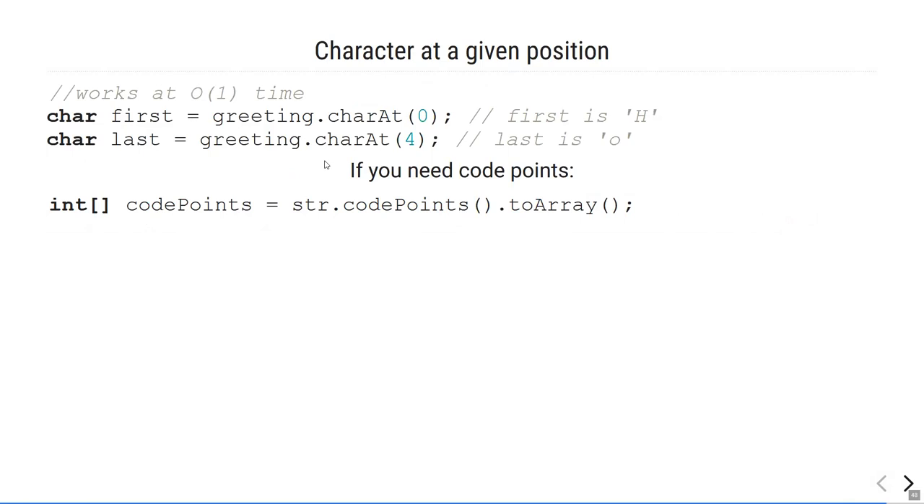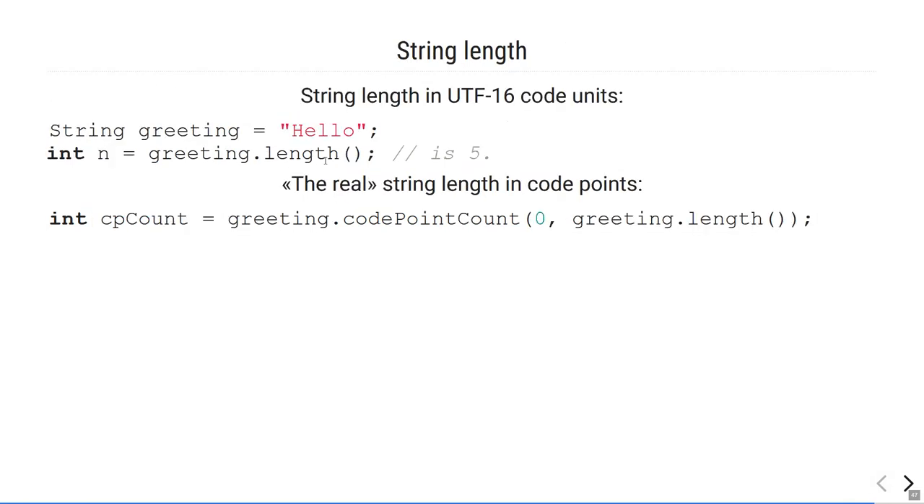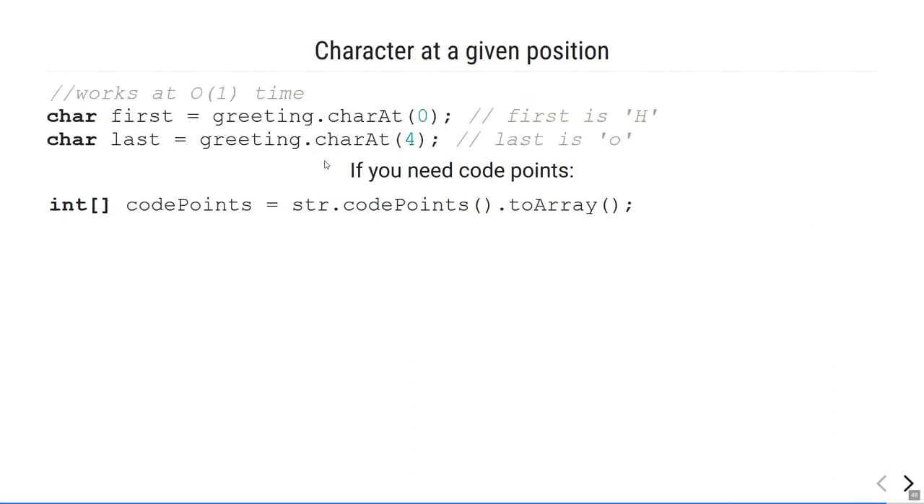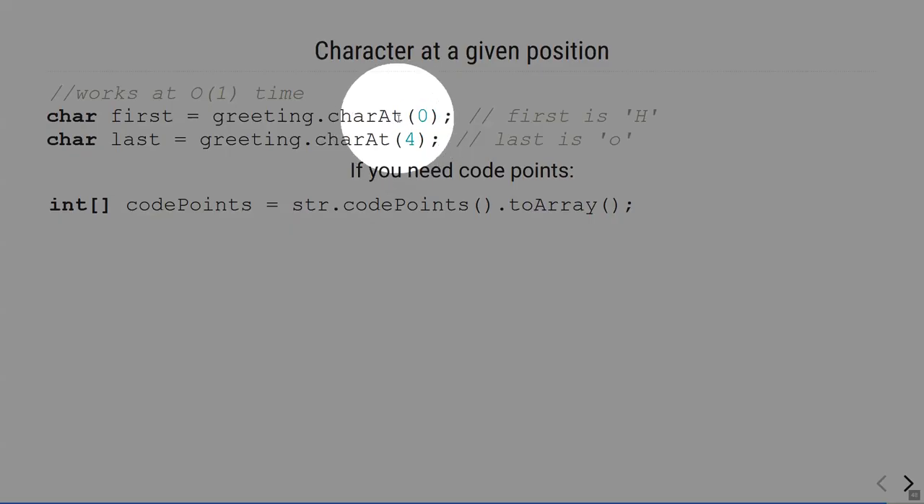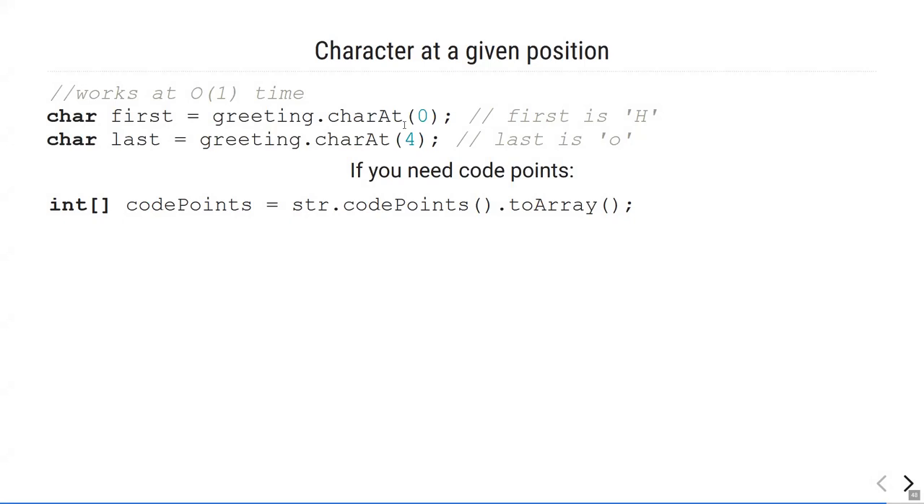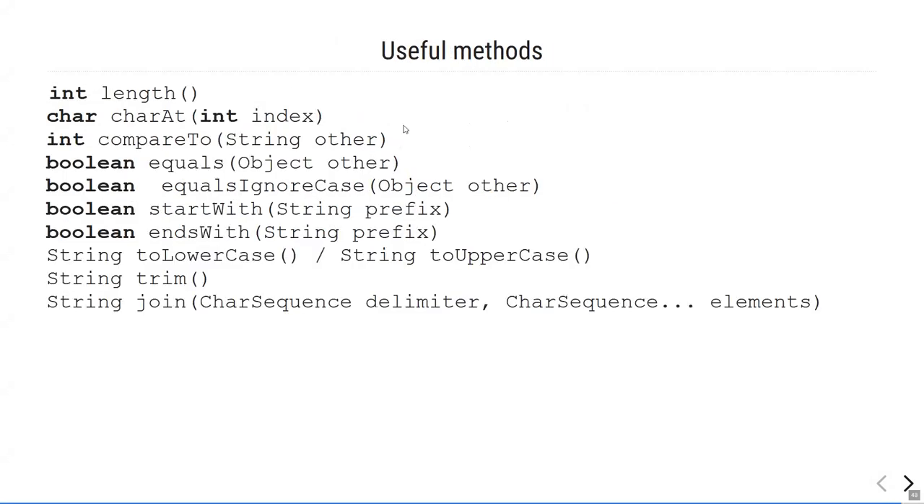We also get a character, or UTF code unit, at a given position. And it's a fast operation because we're just getting it from an array, and getting a value from an array is a fast operation in any language. And there are also useful methods on strings that you can utilize to process a string.